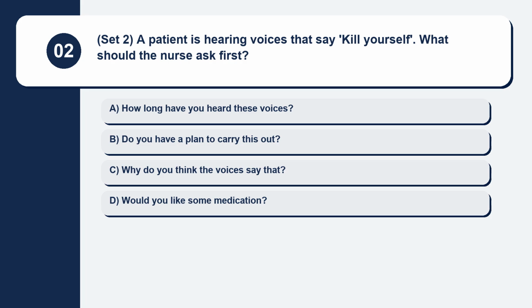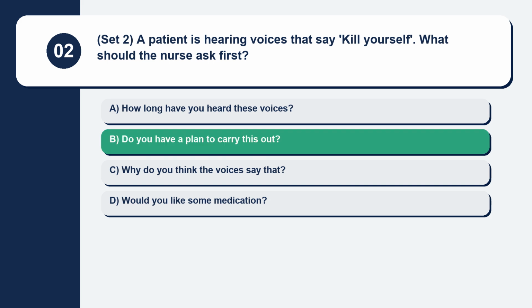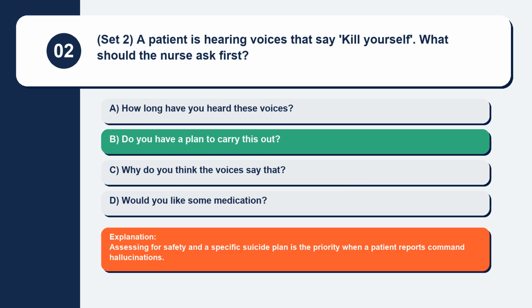Question 2. Set 2. A patient is hearing voices that say, "Kill yourself." What should the nurse ask first? How long have you heard these voices? Do you have a plan to carry this out? Why do you think the voices say that? Would you like some medication? Assessing for safety and a specific suicide plan is the priority when a patient reports command hallucinations.